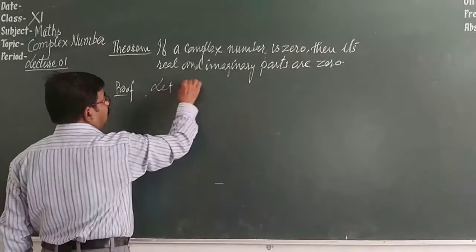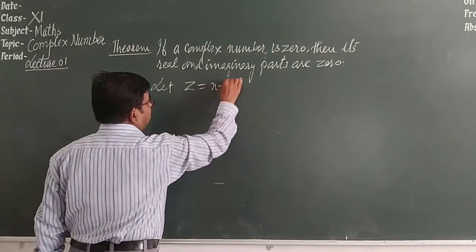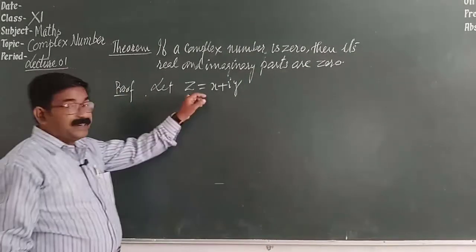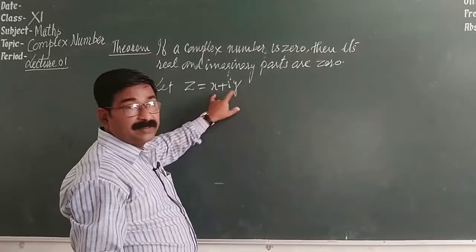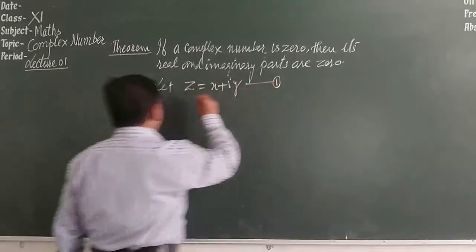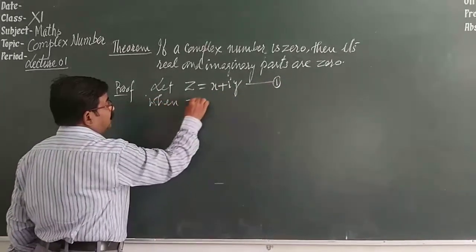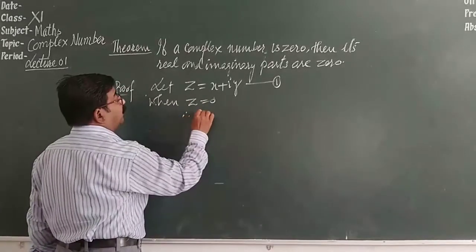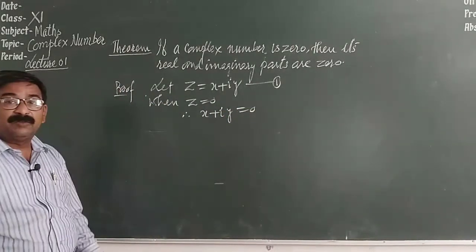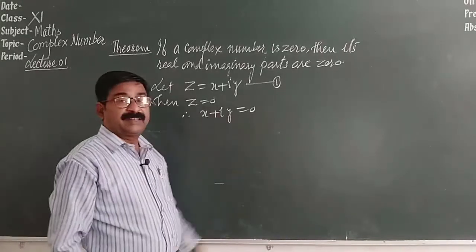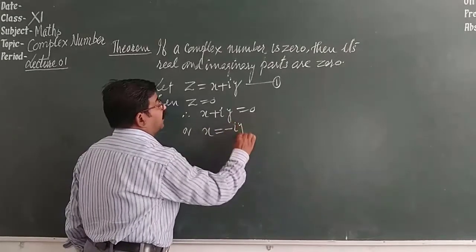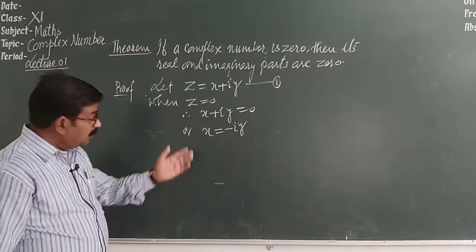Let z is equal to x plus iy. Z is a complex number, x is the real part, y with iota is the imaginary part. So when z is equal to 0, therefore x plus iy is equal to 0. Send this iy this side, or x is equal to minus iy. Got it? Square this.